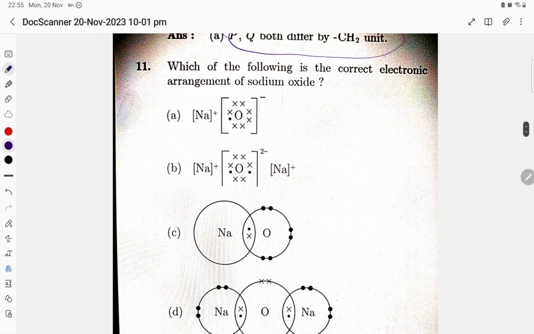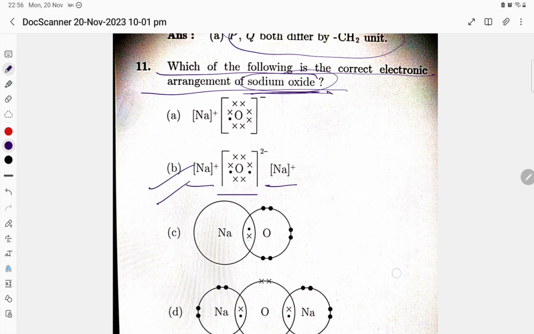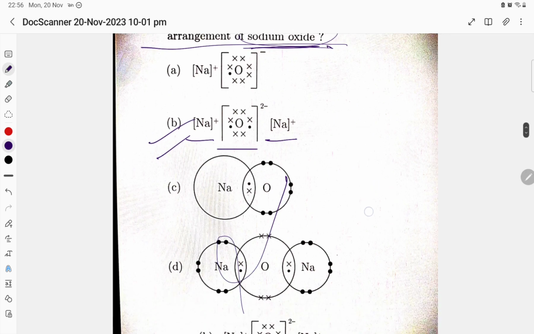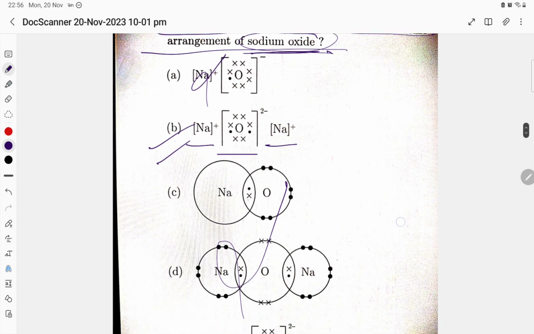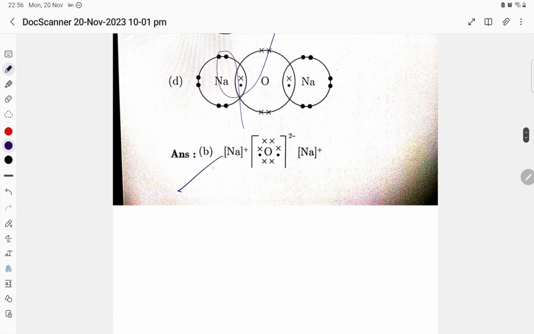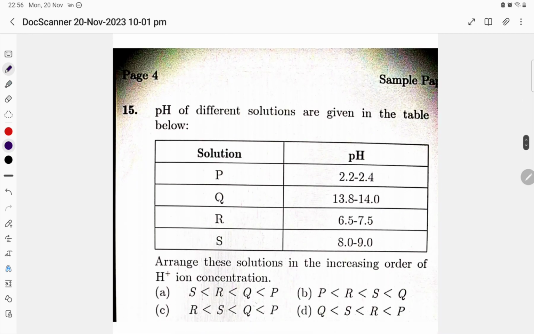Here you see now, which of the following is the correct electronic arrangement of sodium oxide. So Na2O is there, so 2 sodium. The correct one is going to be B, student, because here the covalent is wrong. Here only one sodium, that is wrong. Option B is correct. So here you can find this is B.